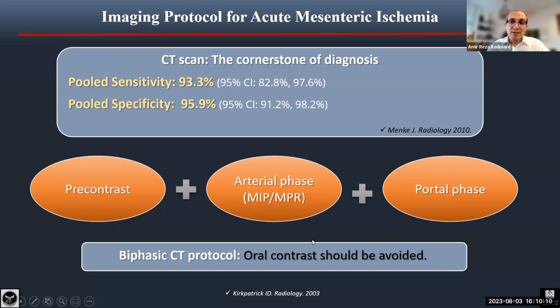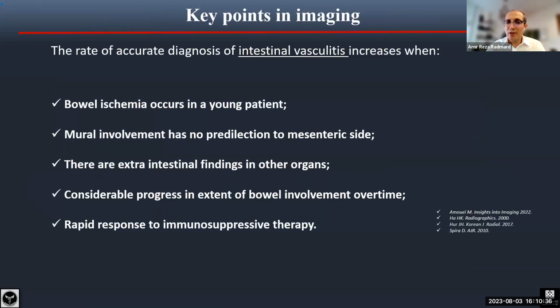And also, please consider this: when we ask the patient to ingest oral contrast, it takes something around 2 hours for the patient to ingest all of it. If you remember the golden time of decision, we easily will lose 2 hours of this time of management in these cases. But we as radiologists have some clues to think about intestinal vasculitis.